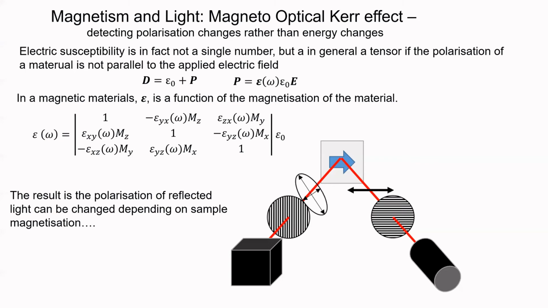And in fact, you can do a similar experiment and you do it in transmission if your sample is transparent, in which case you're looking at the Faraday effect. But it's the same basic idea, that is to do with the fact that the dielectric constant of the material is in fact a tensor, and it has off-diagonal terms in that tensor that depend on the magnetization of your sample.